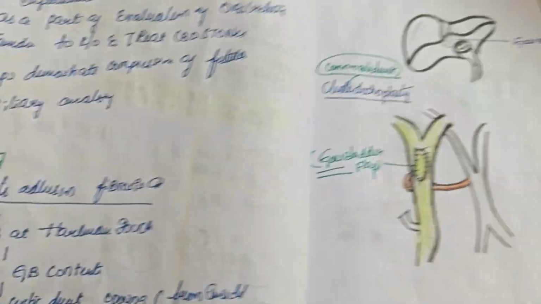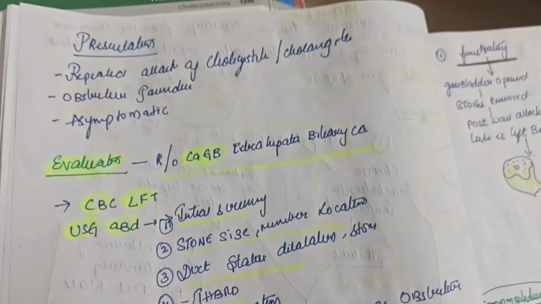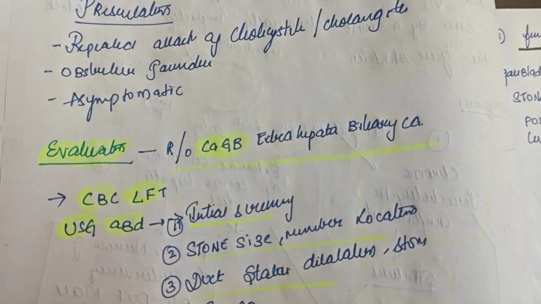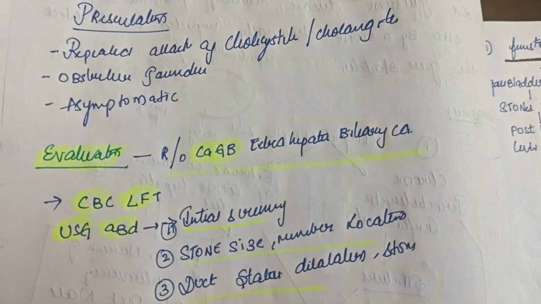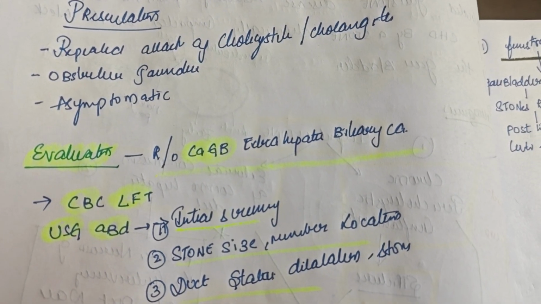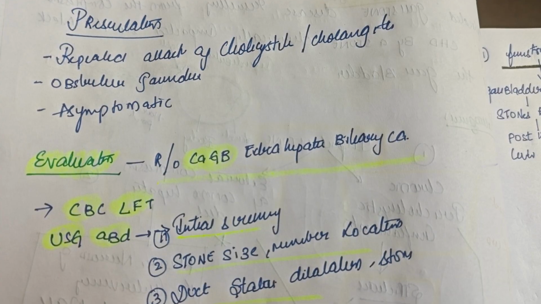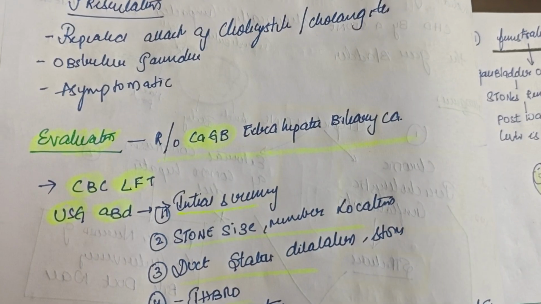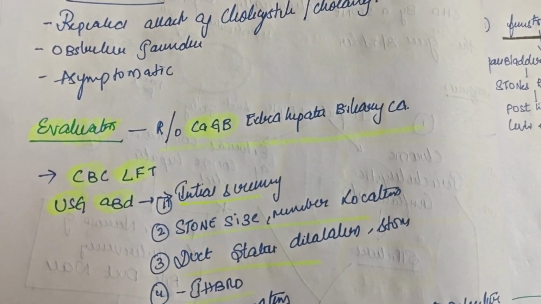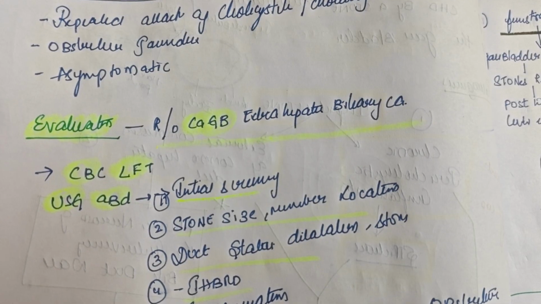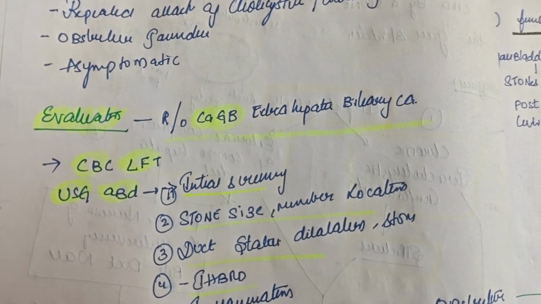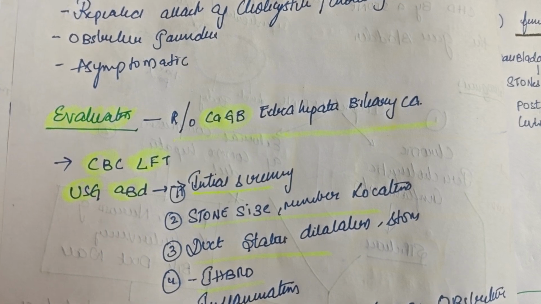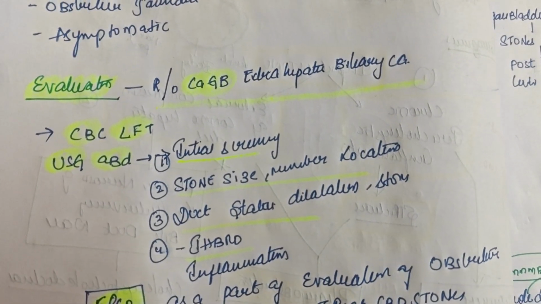Now let us understand how the patient presents. There is an obstruction, so it's very simple here. There are recurrent attacks of cholecystitis and cholangitis. There can be obstructive jaundice, and the patient can also be asymptomatic. In the evaluation, we need to rule out carcinoma gallbladder, and extrahepatic biliary carcinoma because of the obstruction.